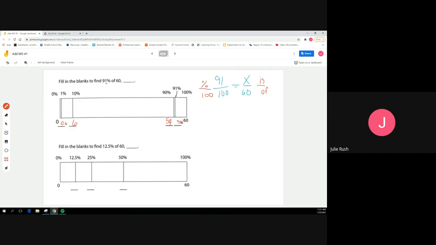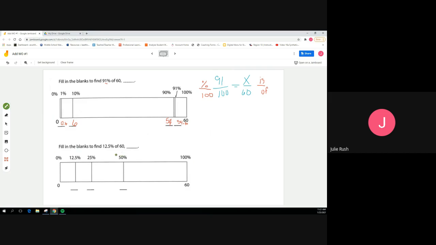If you don't believe me, you can stop the video and use a calculator to check my answer, or you are more than welcome to have your teacher work it out, or work it out over here by cross multiplying and dividing. Let's try the next problem.